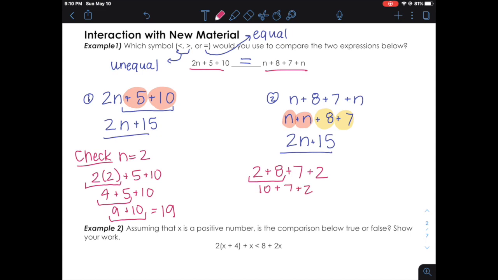So we have 2 plus 8 gives us 10. Bring everything else down. 10 plus 7 gives us 17. Bring everything else down. And 17 plus 2 gives us a final answer of 19, which matches the first expression. So they are equivalent.